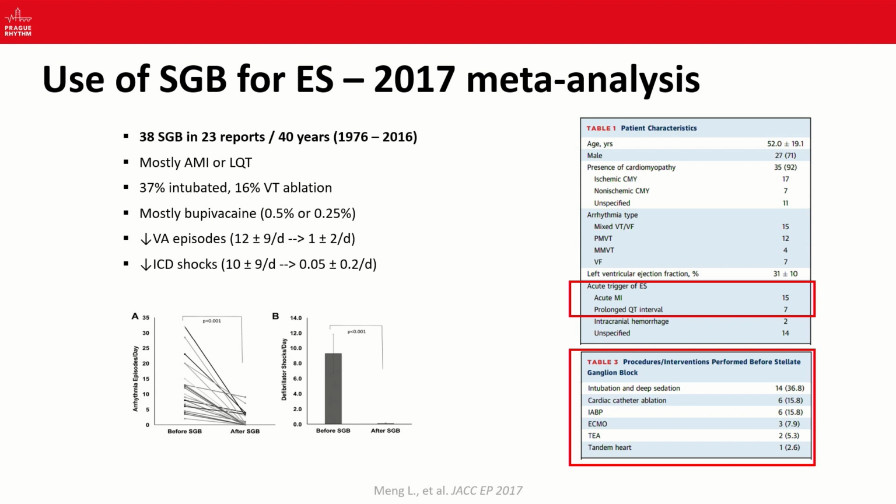It was mainly patients with acute MI and long QT syndrome. Only 16% of them underwent VT ablation. And most commonly, the anesthesia was done with bupivacaine. These authors showed a significant reduction of episodes of VT and VFib and a decrease of ICD shocks. And this paper was really the one that brought this procedure into attention. And since then, it has been ever increasingly used in many centers.